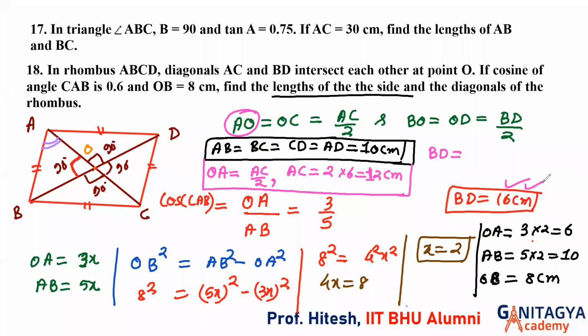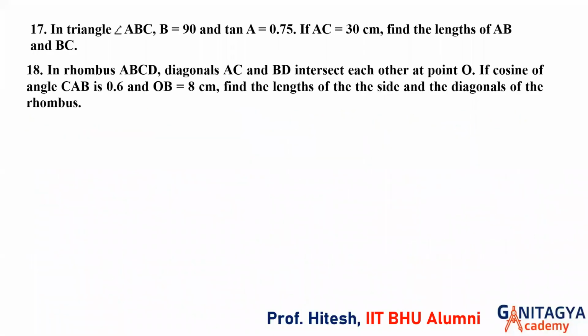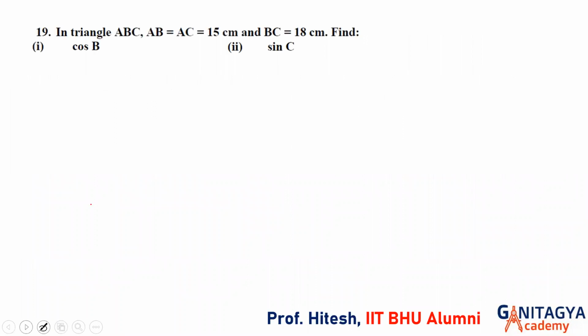Okay, let me clear this. Now let me move to question number 19. This is our last question for today, and then 20 will be your homework question. Try it. In triangle ABC, AB is equal to AC is equal to 15 centimeter and BC is 18 centimeter.